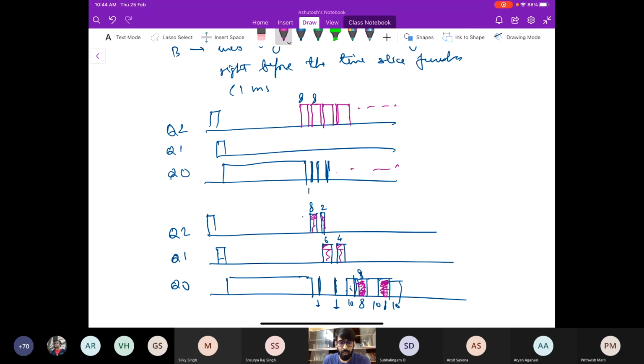Okay. So shouldn't B run for 4 more milliseconds when it gets demoted from Q1?